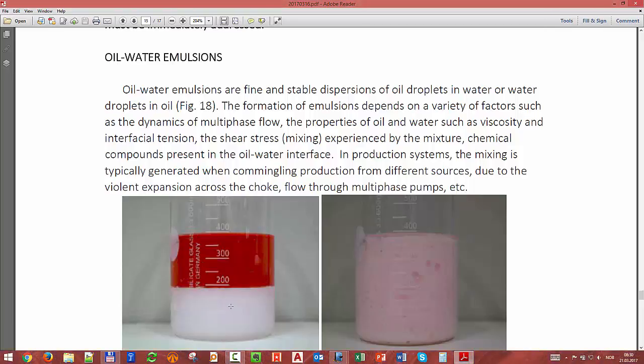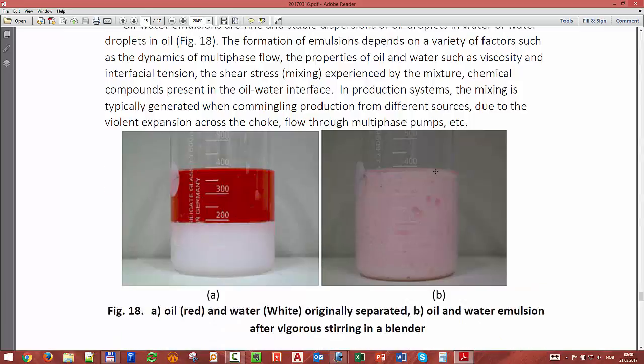Like in this case, we mixed these two, oil and water, in a blender, and it looked almost like mayonnaise or something else, and that will become stable. That took about a day to separate afterwards. So you can see more or less the time scale.